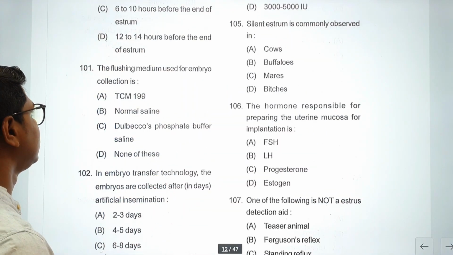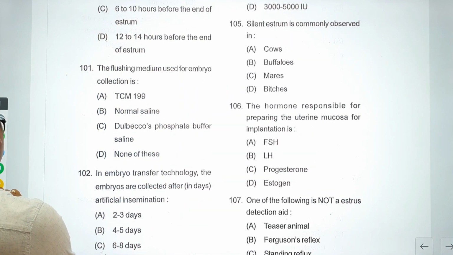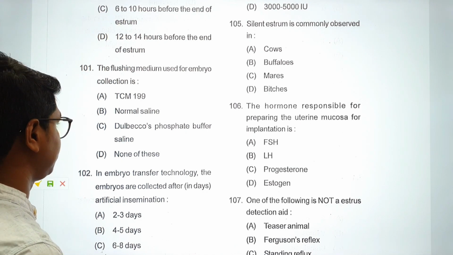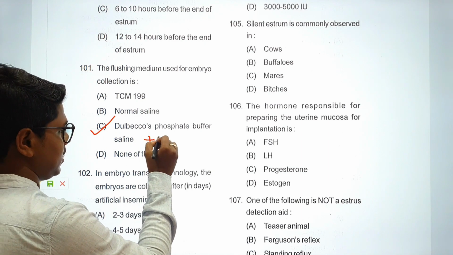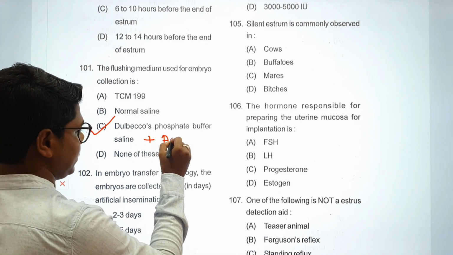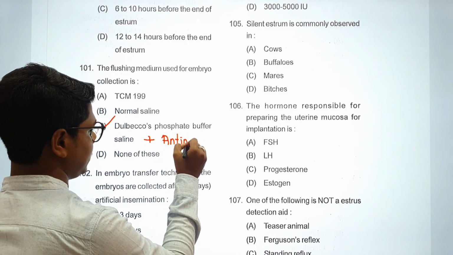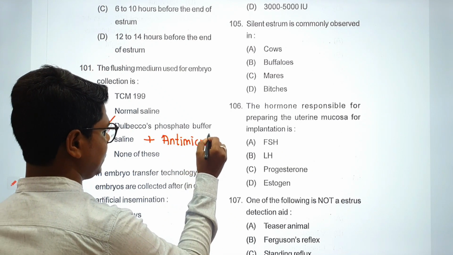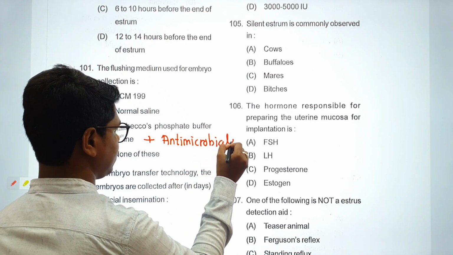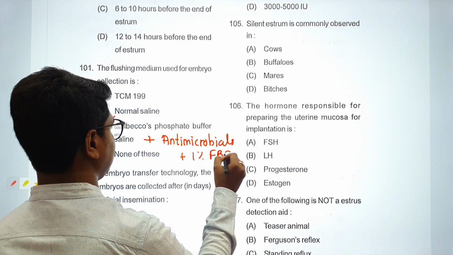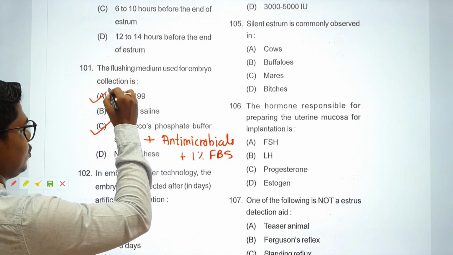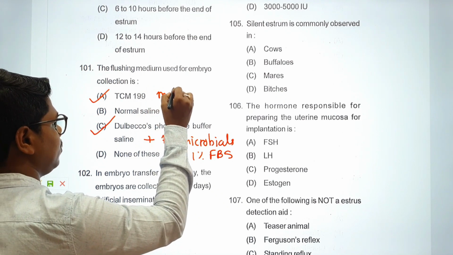Question number 101. The flushing medium used for embryo collection is Dulbecco's phosphate buffered saline. In this, there is also addition of antimicrobials, mostly antibiotics. Okay, and also 1% fetal bovine serum (FBS). Okay, TCM 199 is used for maturation of oocyte.